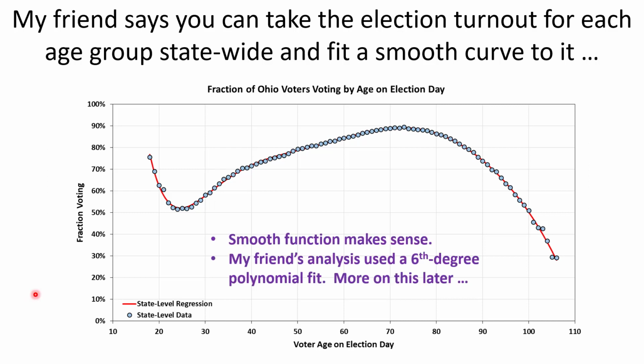And I think a smooth function here does make some sense, right? The behavior of a 71-year-old isn't that different from the behavior of a 70-year-old, isn't that different from the behavior of a 69-year-old. So you would expect to see some sort of a smooth function if you plotted this out. My friend fit this data to a 6-degree polynomial. We'll talk more about that at the very end of this presentation. At this point, though, the important thing is that you can do the polynomial fit, and it works pretty nice. It's not a bad regression at all.